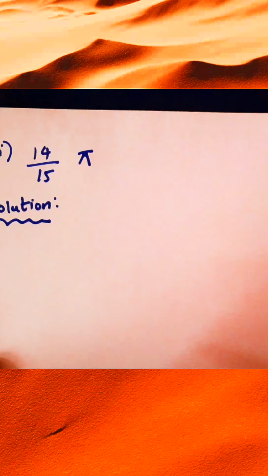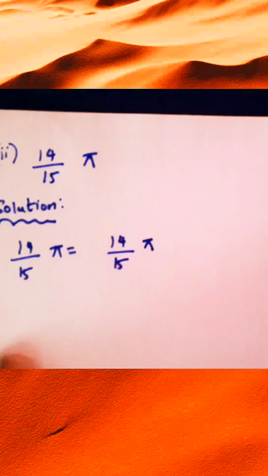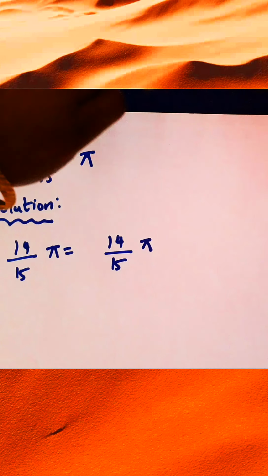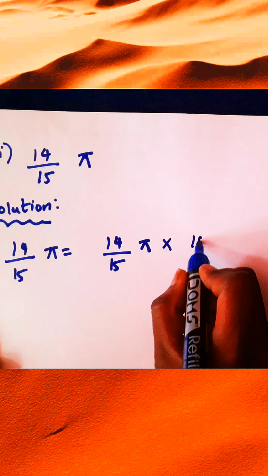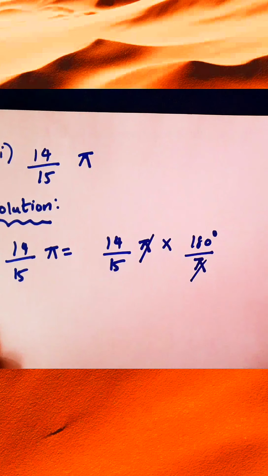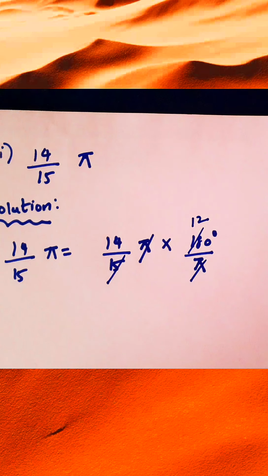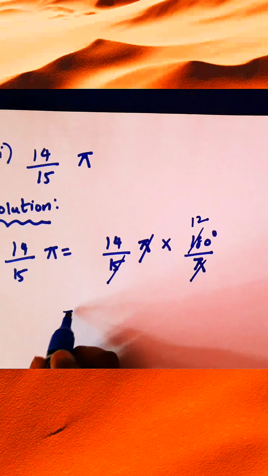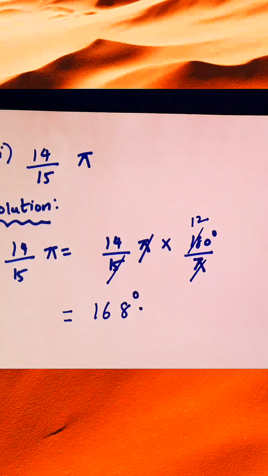Solution: 14 by 15 pi is equal to 14 by 15 pi multiplied by 180 divided by pi. Pi will get cancelled. 1 15 is 15, 12 15s are 180. Multiply 14 into 12, you will get 168 degrees. That's it. Is it very simple, students?